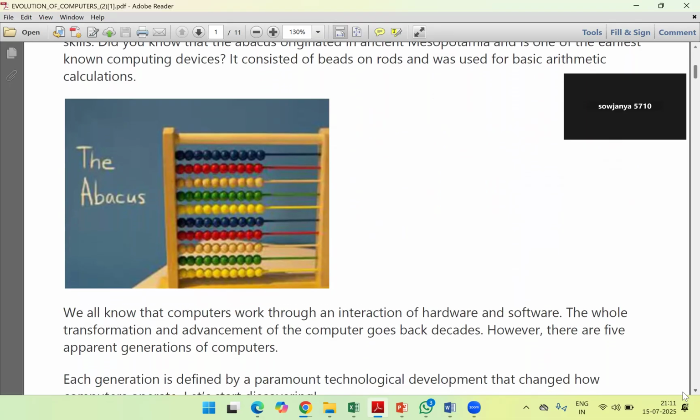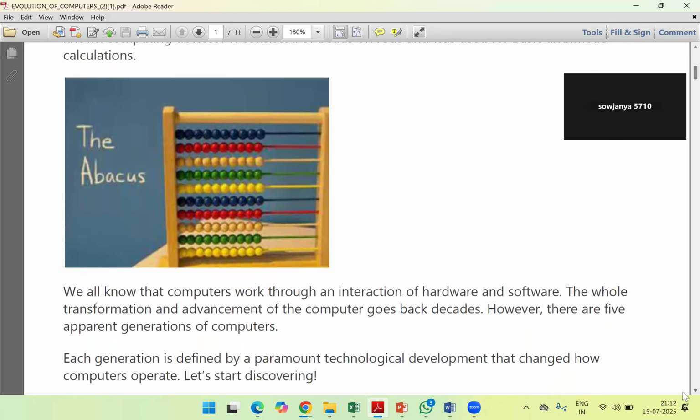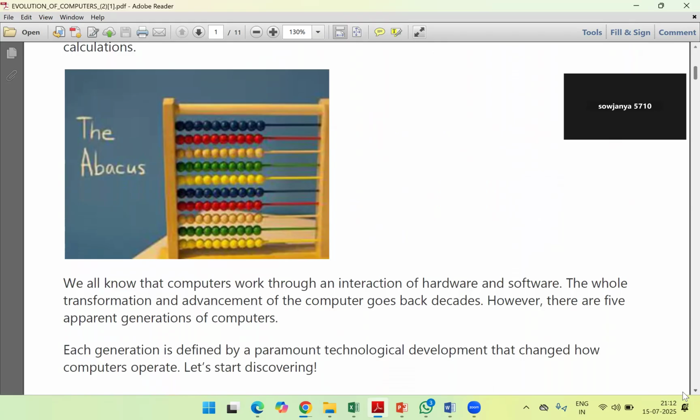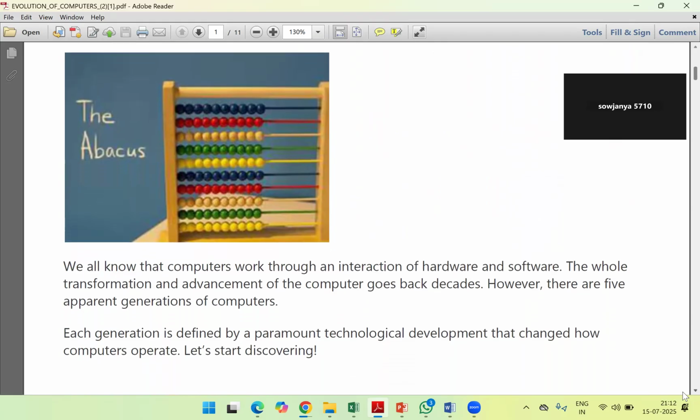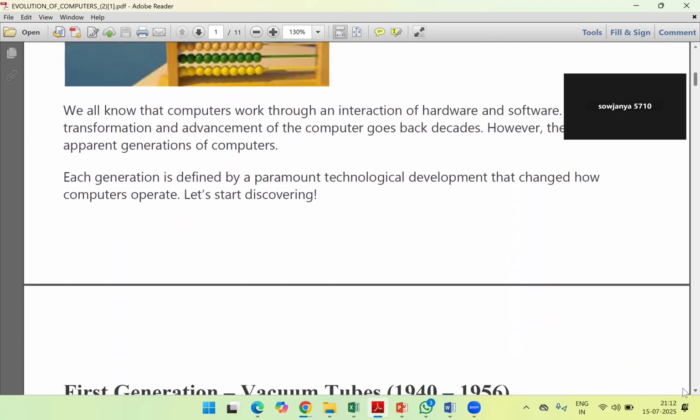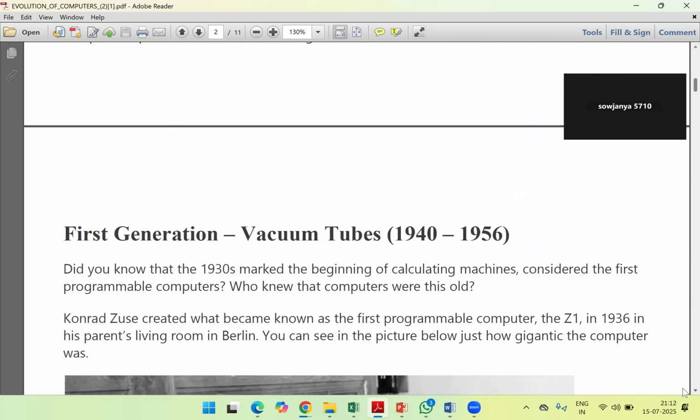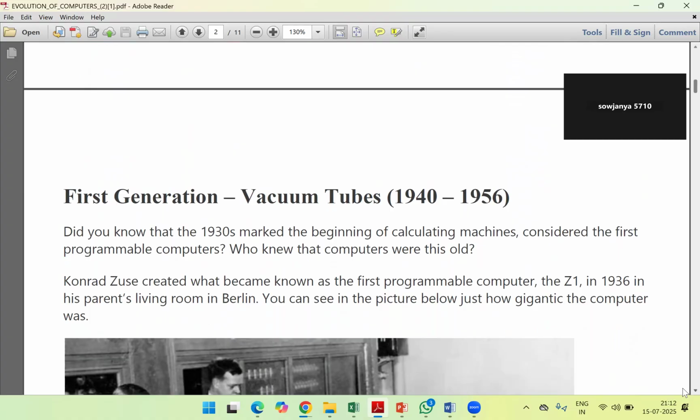We all know computers work through an interaction of hardware and software. The whole transformation and advancement of the computer goes back centuries. There are 5 apparent generations of computers. Each generation is defined by a paramount technology development that changed how computers operate. So let's start discovering the first generation, vacuum tubes, 1940 to 1956.